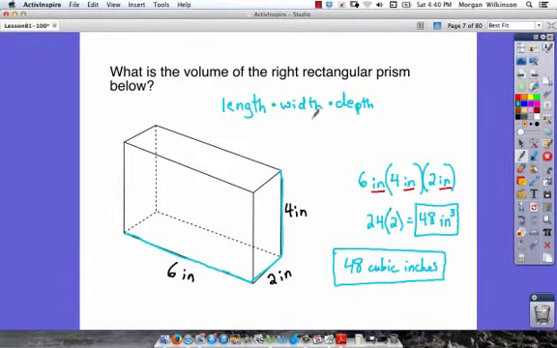In order to find the volume of any right rectangular prism, and cubes are included with this, would be the length times the width times the depth. And we want to be sure that we report our answer in cubic units, and in this case our unit was inches. So we're all done. We can move on to our next problem.